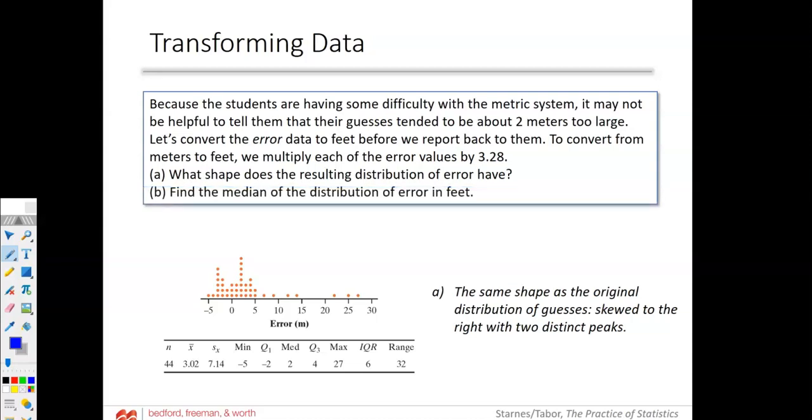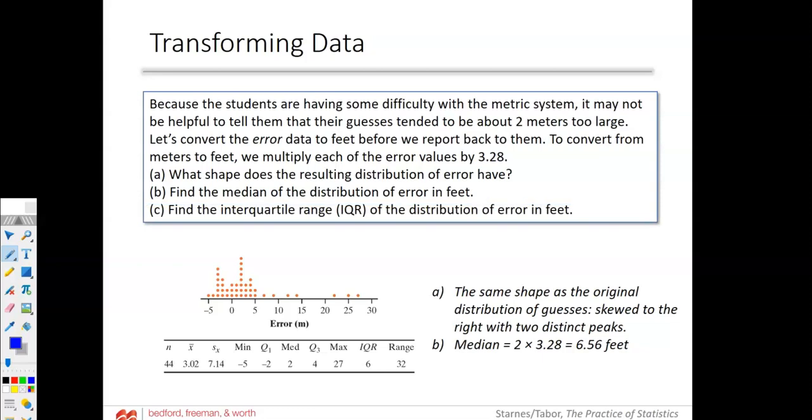Find the median of the distribution of error. The median will be multiplied by the same value we multiply by. So you take the current median of 2 and multiply by 3.28. And I would show that work. That's always a good idea. Find the IQR. Again, the former Q3 was 4 and Q1 was -2. You could just take the IQR, so it's 6, the difference between Q3 minus Q1, and multiply that by 3.28. Or you take each data value, multiply by 3.28, and then subtract those two numbers. Either way works.